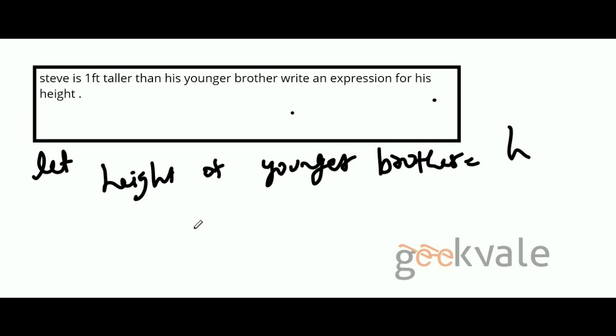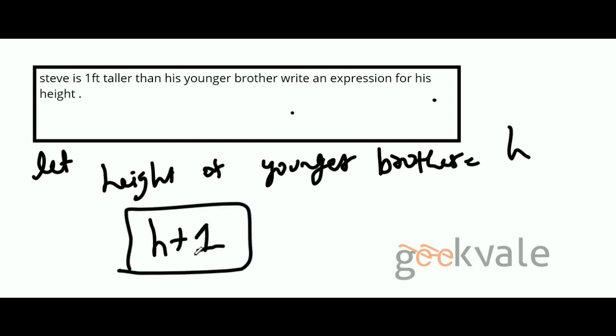Okay, and now we have to just write down a rule for Steve's height. So we can say that Steve's height will be h plus 1. This rule says that whatever the younger brother's height is, just add 1 to that to get Steve's height. This bit only is what you call the algebraic expression, right? Okay, so now if you got that, we're gonna just quickly do our last thing for today, which is the algebraic equation.